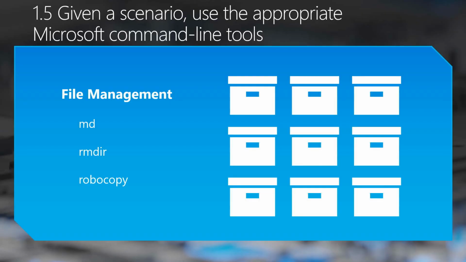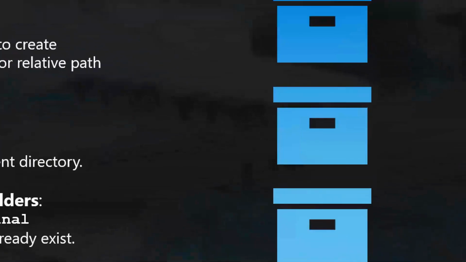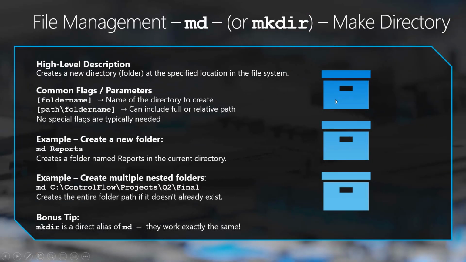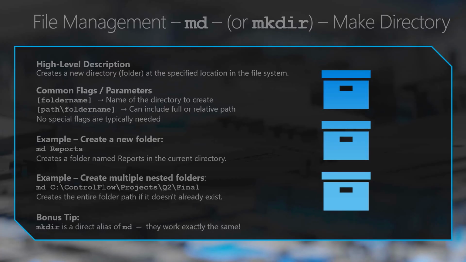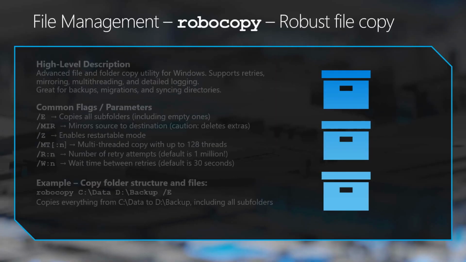As far as file management, we're going to be working with MD, which is make directory. You can also use mkdir. These do the exact same thing, MD or mkdir. Then you put the name of the folder. That's making a directory. The mkdir and MD do the same thing. File management, rmdir or rd, remove directory. Again, used with caution. And then there's a couple of common flags.